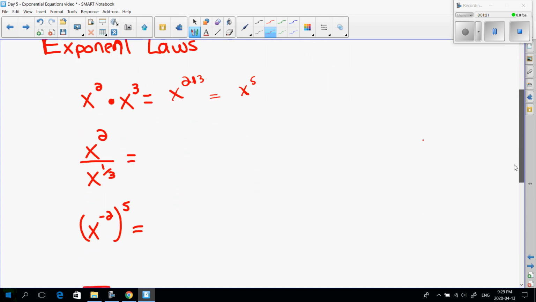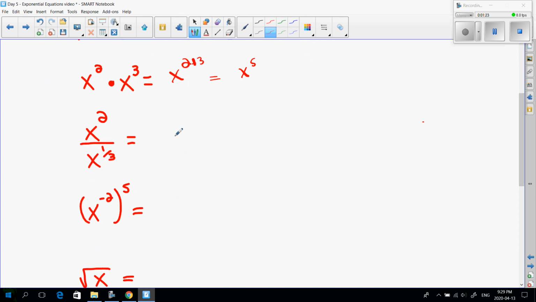Pretty simple. When you divide powers with the same base, you subtract the exponents. So x is my base. Write your base down again. Now subtract the exponents. 2 minus 1/3. That's like saying 6/3 minus 1/3. It's going to leave me with x to the power of 5/3.